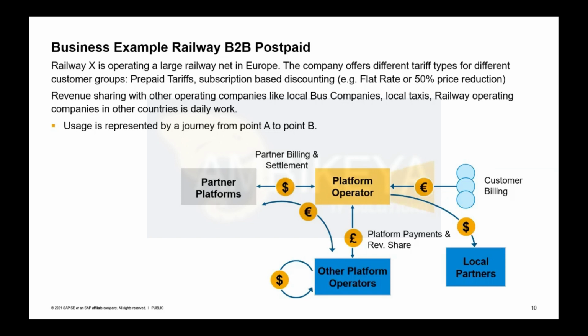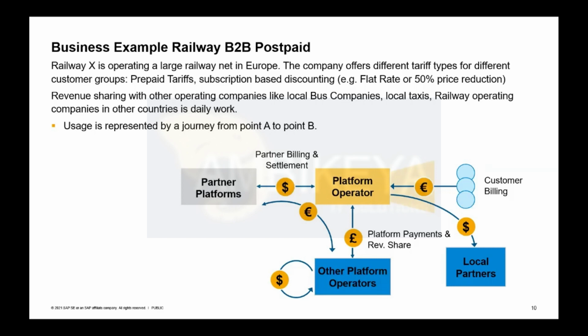As you also know, you have different types of railway, and we have revenue sharing with other operating companies like local bus companies, local taxis, railway operating companies in other countries. This is very often. So these customers use BRIM in order to bill and settle their services that they offer internally and externally, and they use it as a platform operator.